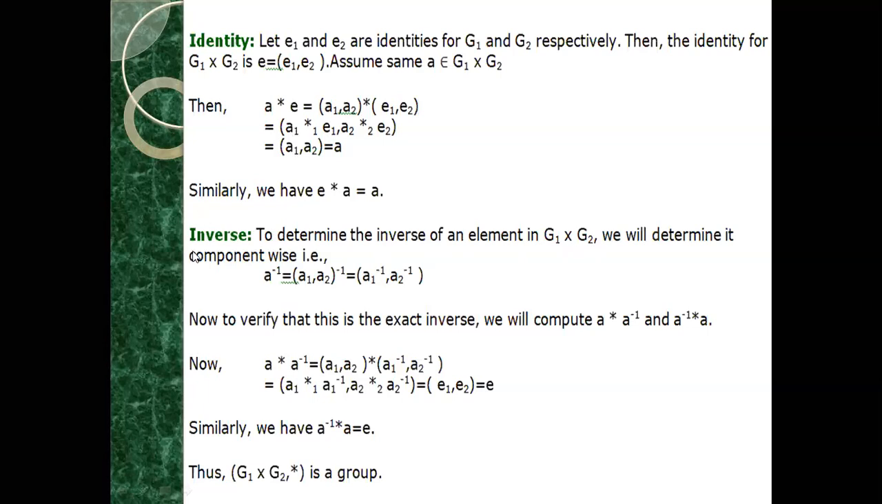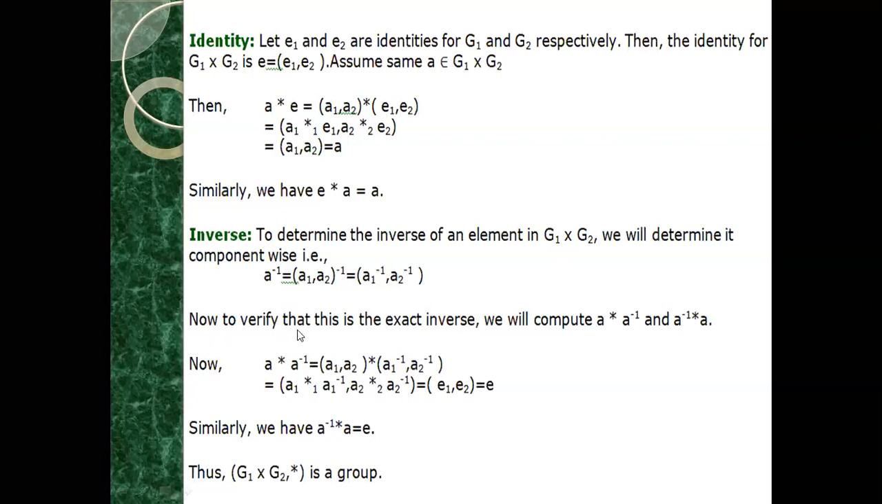To determine the inverse of an element in G1 cross G2, we will determine it component wise. It is A inverse. A inverse is equal to (A1, A2) whole inverse, that is equal to (A1 inverse, A2 inverse). As in yesterday's class, we proved (AB) whole inverse is equal to B inverse A inverse, like that. So A means an element in G, but (A1, A2) is an element in G1 cross G2. So this can be expressed as (A1 inverse, A2 inverse). Okay.